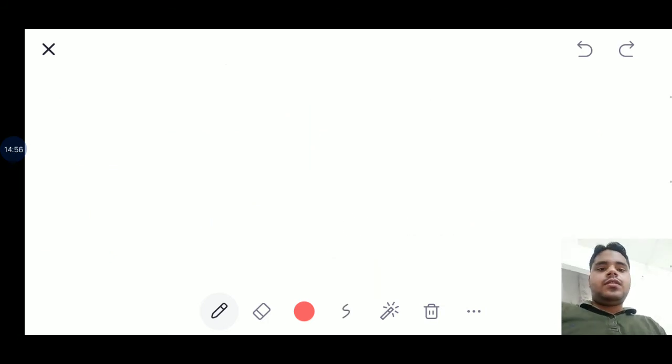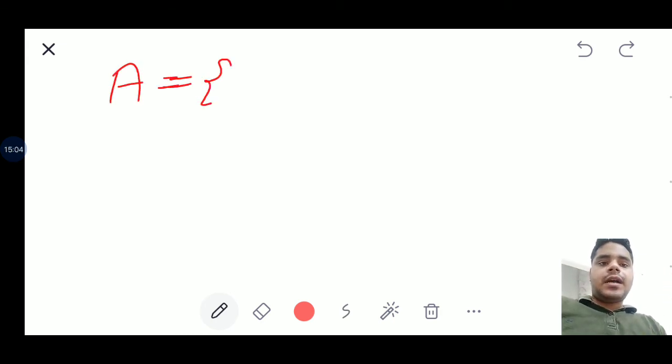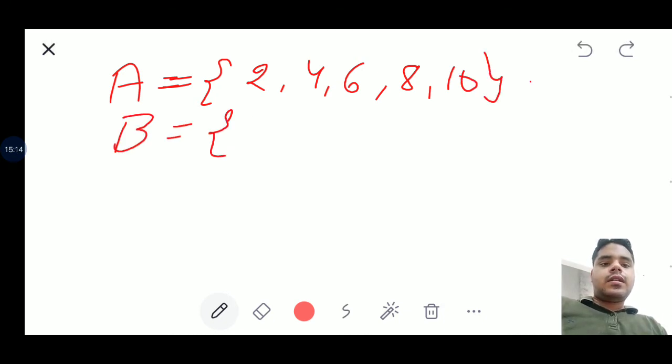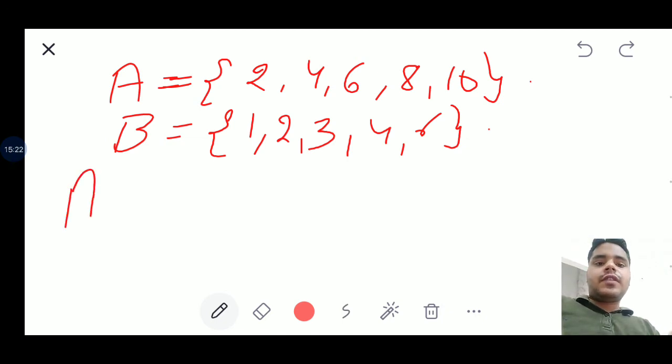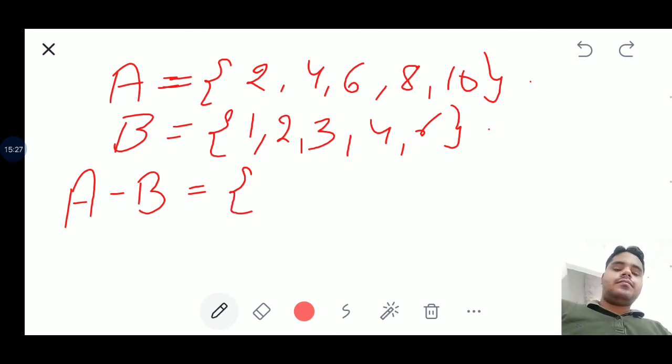Okay guys, so let's take an example. There is a set A equal to, I am taking a simple example, 2, 4, 6, 8, 10. And there is a set B containing 1, 2, 3, 4, 6. So what would be the value of A minus B? Write the value of A minus B in the chat box.